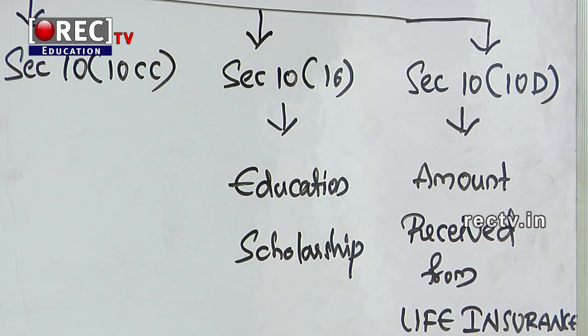Section 10 subsection 16 deals with education scholarship. Any amount received by a scholar for meeting education expenses is fully exempt. It is not required that the money be received only from the government. That is, a scholarship received from ICI or any other body is also exempt.